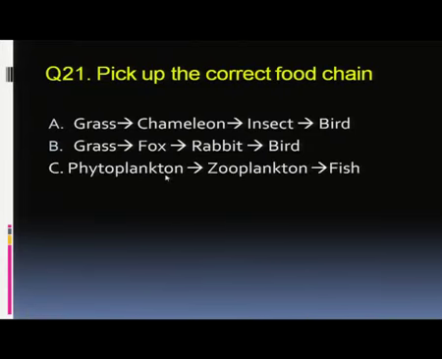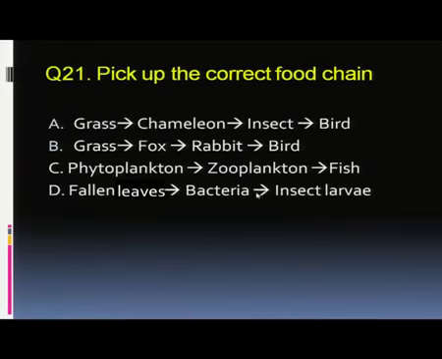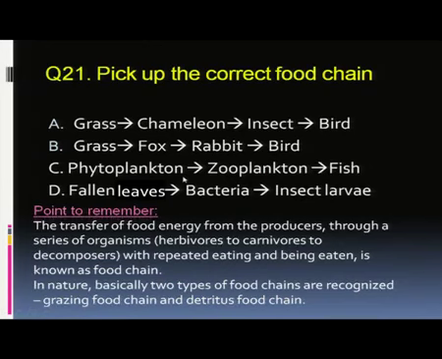The C one is phytoplankton followed by zooplankton and then the fish. This appears to be correct. This is actually correct. Phytoplanktons present in the ocean, they are eaten by the zooplankton followed by the fish. And the last one is fallen leaf followed by bacteria followed by insect larvae. This is actually showing the detritus food chain, fallen leaf, but it should be followed by insect larvae and then the bacteria should come into play. So, the correct answer is C, phytoplankton followed by zooplankton followed by fish.